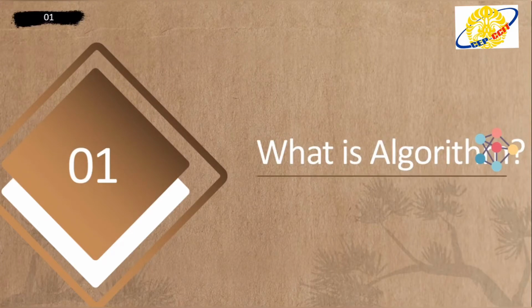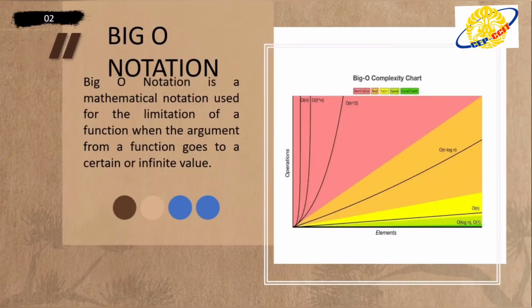What is an algorithm? In mathematics and computer science, algorithms are sequences or steps for counting or for solving problems written in sequence. Thus, programming algorithms are sequences or steps to solve computer programming problems. Next is Big O notation. Big O notation is a mathematical notation used for delimitation of a function when the argument of a function goes to a certain or infinite value.